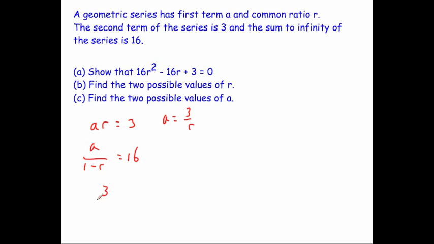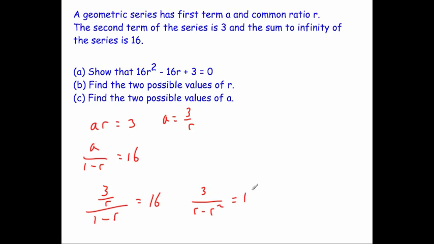So we're going to get 3 over r all over 1 minus r. That equals 16. Now, it would be easier if this wasn't a fraction on the numerator. So I'm going to times both the numerator and denominator by r. That will get rid of the r on the denominator of the numerator. Okay, so if we do that, we're going to get, well, 3 over r times r is 3. And on the denominator, if we times both of these by r, we're going to get r minus r squared, because we're going to times both of them by r.